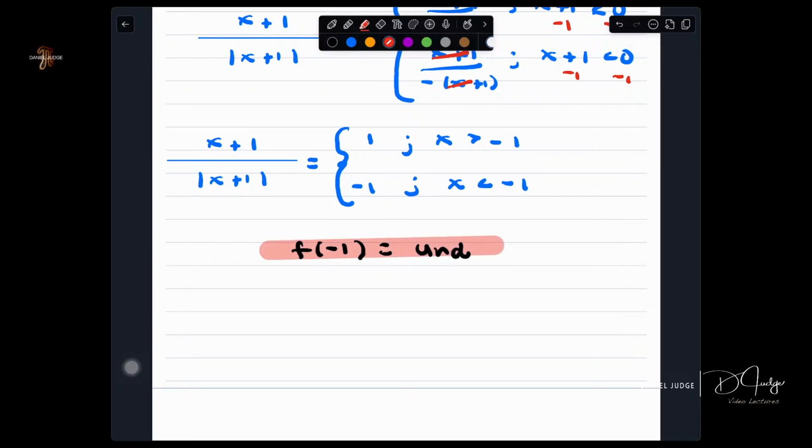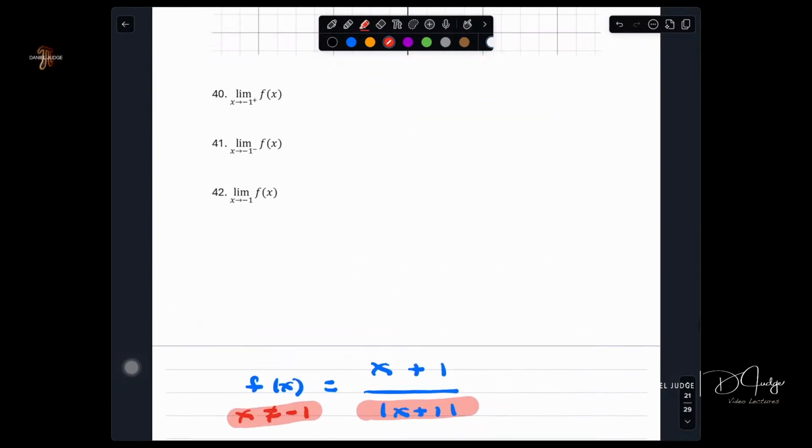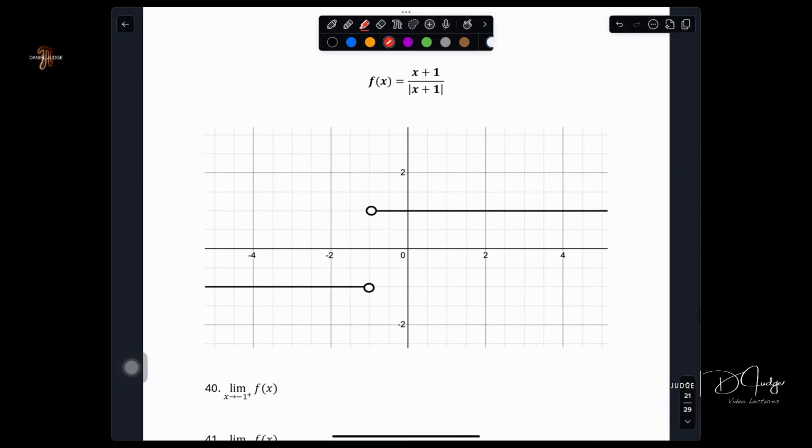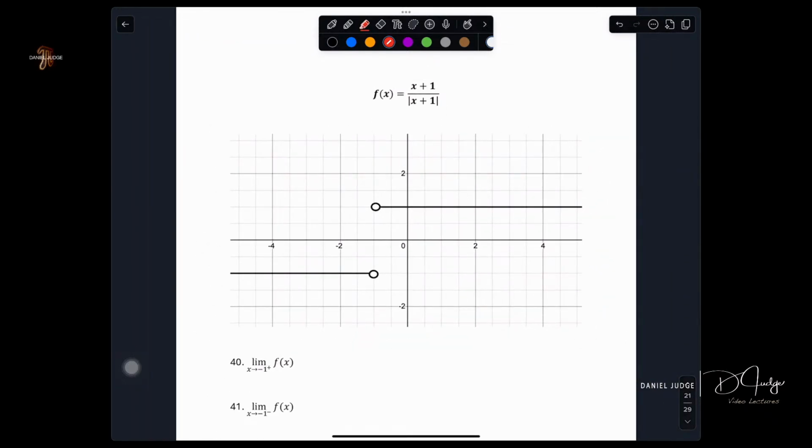So that means there'll be a hole in the graph at -1, and that's pretty much why you see what you see. This is the graph on the top. That's the constant function 1. The bottom is the constant function -1. So it goes back to your graphing skills from algebra pre-calculus.